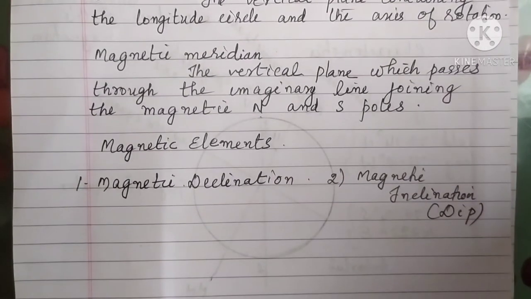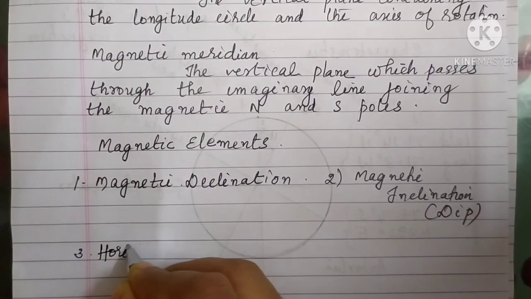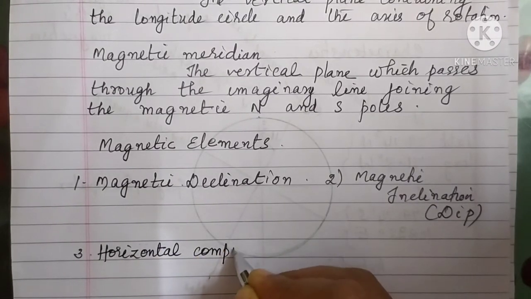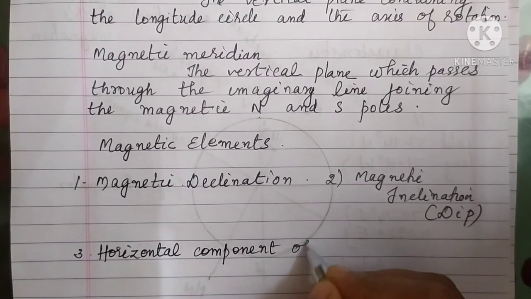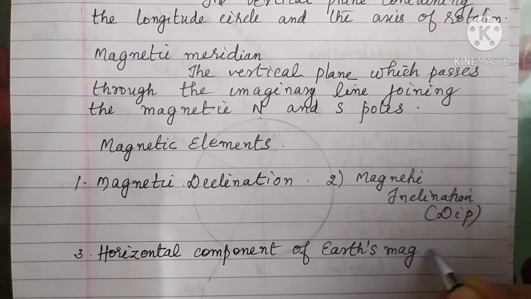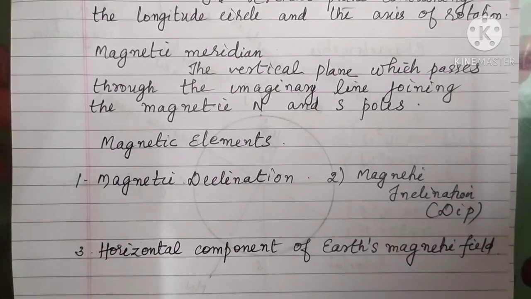Okay, now the third one is the horizontal component of Earth's magnetic field. That is the third magnetic element. So we have to study magnetic declination, then magnetic inclination or dip, and the third one is the horizontal component of Earth's magnetic field. Clear?